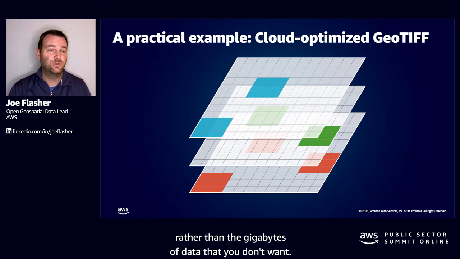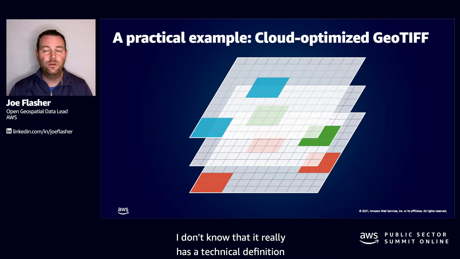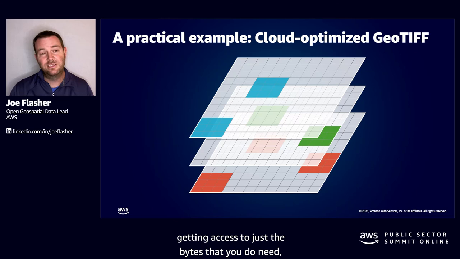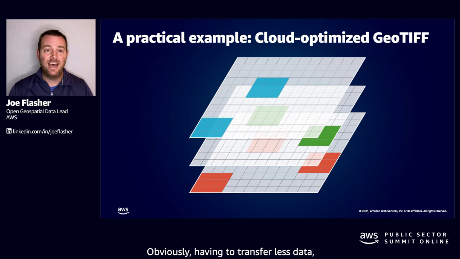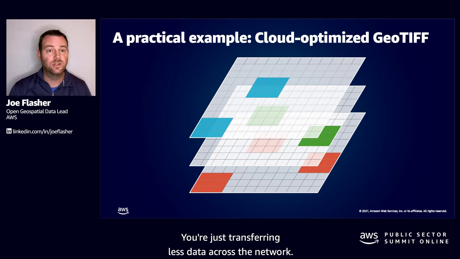So when we talk about cloud optimized data, I don't know that it really has a technical definition because it's more of a general concept, but I like to think of it as getting access to just the bytes that you do need with the minimal amount of bytes that you don't need. Obviously, having to transfer less data means that processes can run much quicker and they're cheaper to run, right? You're just transferring less data across a network.